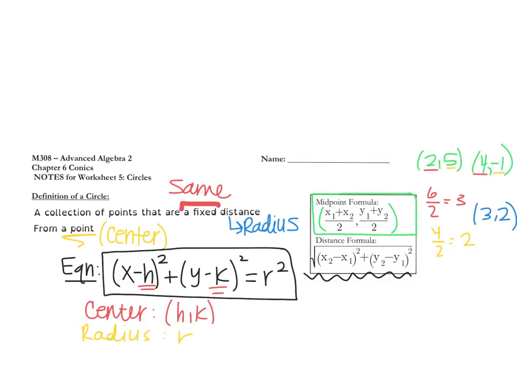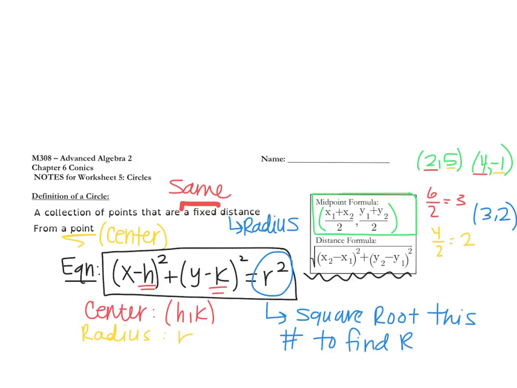One thing I want to make sure we're careful of is that when you have a number here, make sure you square root this number to find the actual radius. So that's a caution.